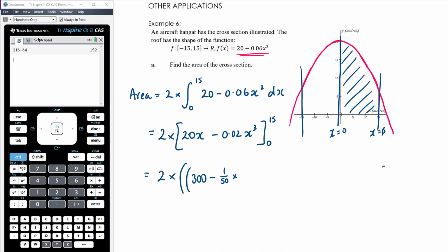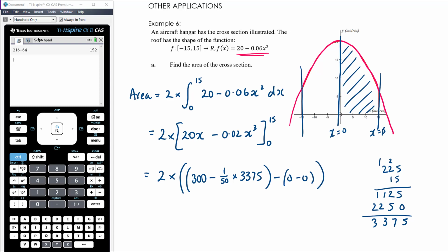Actually don't know off the top of my head. 15 squared is 225, and timesing by 15 again. 5 5s are 25, 5 2s are 10, plus 2 is 12, 5 2s are 10, plus 1 is 11, 1 5 is 5, 1 2 is 2, and 1 2 is 2. So it's 3375. You could also do that in your head with 225 times 10 is 2,250, and then plus another half of that, so plus another 1,125. So regardless, we get 3375. It's a bit horrible. And then it's minus 0 times 0.